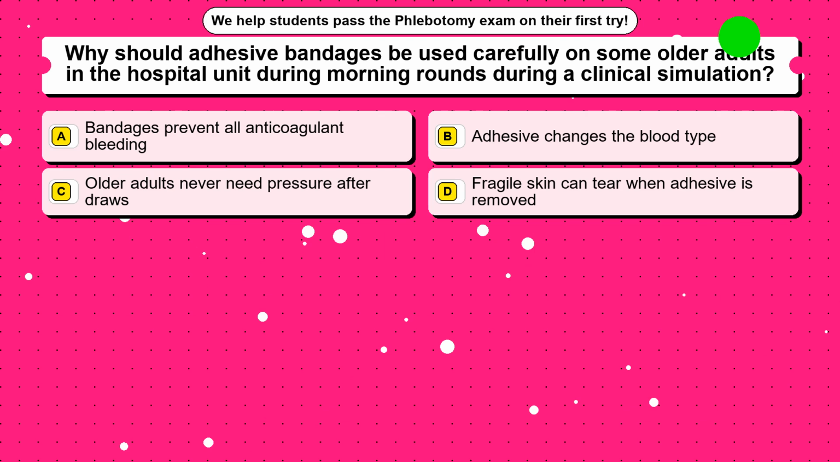Question 89. Why should adhesive bandages be used carefully on some older adults in the hospital unit during morning rounds during a clinical simulation? Option A. Bandages prevent all anticoagulant bleeding. Option B. Adhesive changes the blood type. Option C. Older adults never need pressure after draws. Option D. Fragile skin can tear when adhesive is removed.